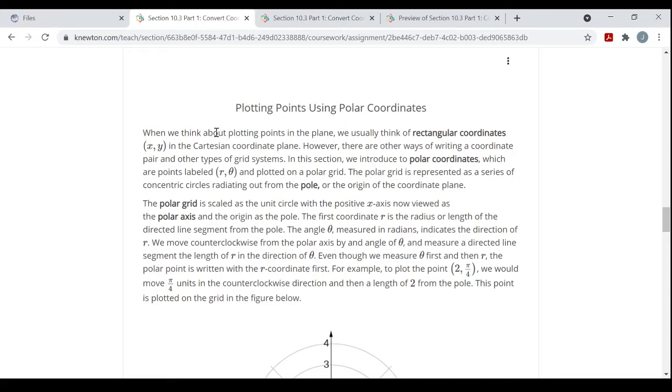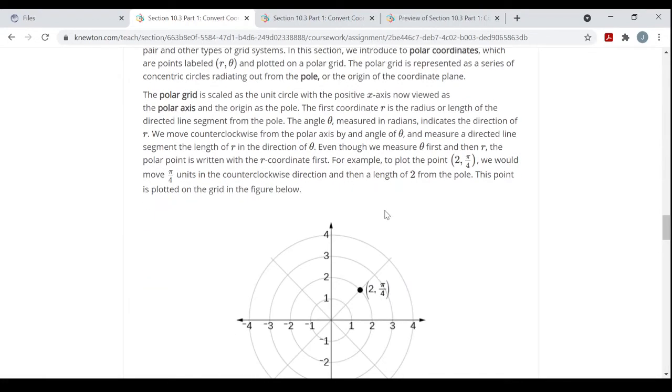As I've already mentioned, when we think about plotting points in the plane, we usually think of rectangular coordinates, with an x coordinate and a y coordinate, going left and right and up and down. However, there are other ways of writing a coordinate pair and other types of grid systems. In this section, we're introduced to polar coordinates. Sometimes polar coordinates are also called circular coordinates, as you can see why. On the grid, you're traveling on circles centered at the origin to find a location on the plane.